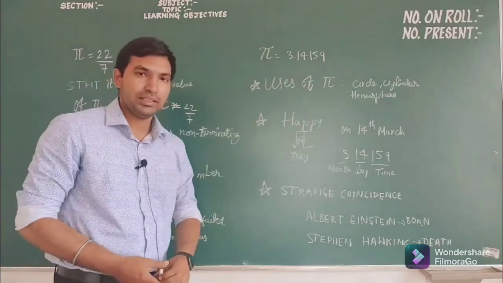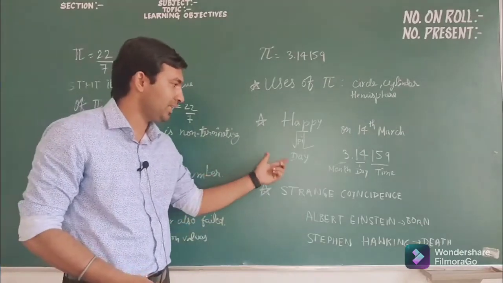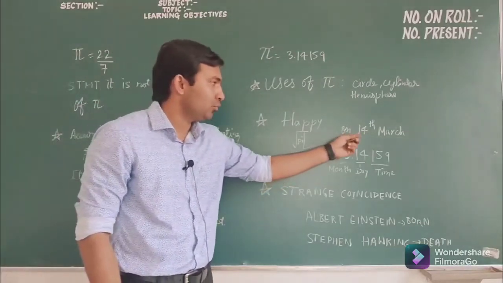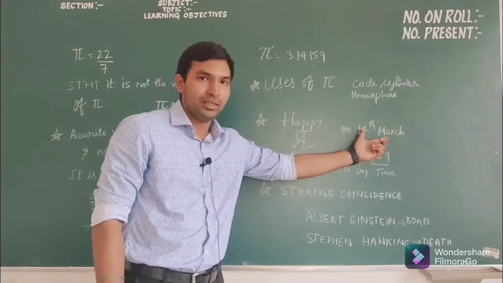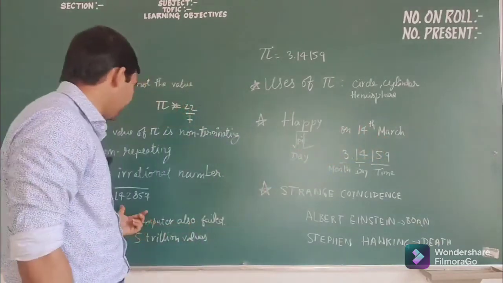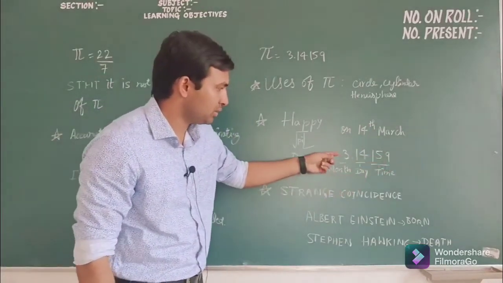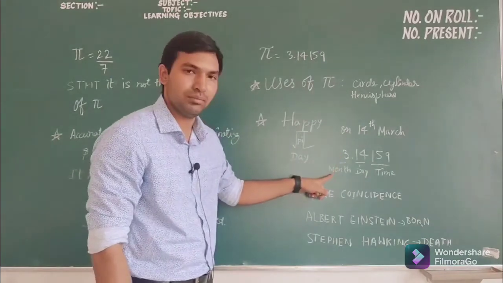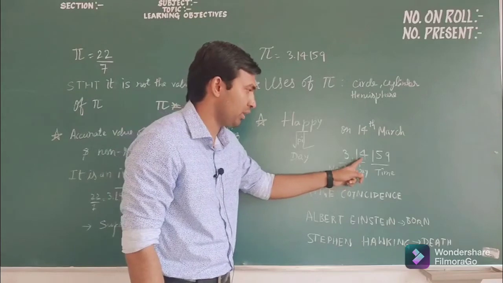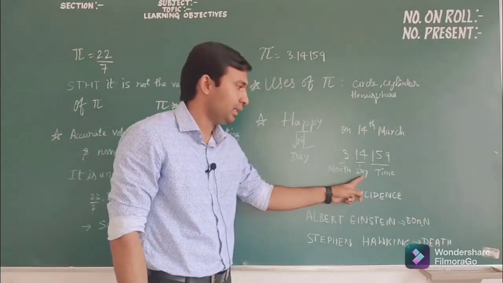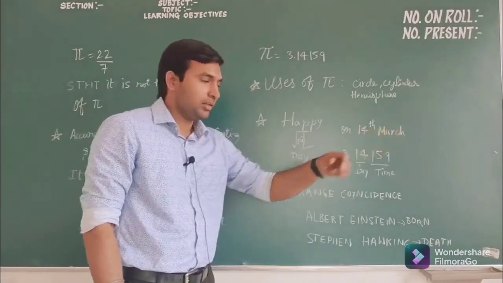Okay. Now friends, pi is also celebrated as a day. Exactly, it is celebrated as a day. On which day is it celebrated? 14th March. Now what is the mystery about this date? To answer this, let's see the value of pi. 3.14159, right? The first digit is the month, so the third month is March, and the first two decimal places, 14, is the day, right? So pi day is celebrated on 14th March, right?